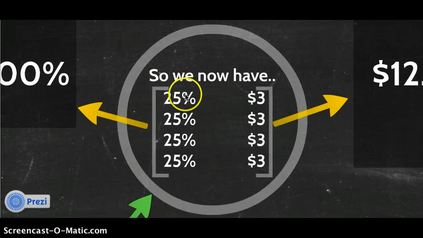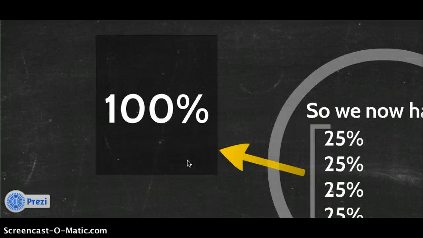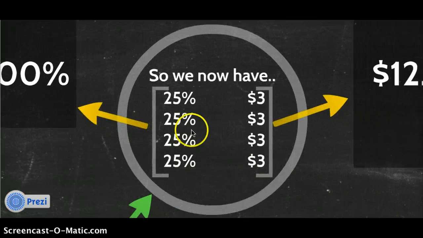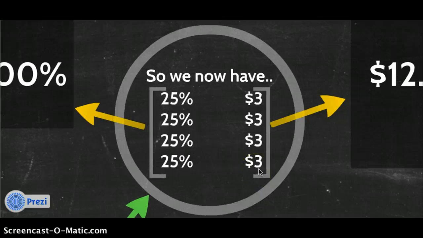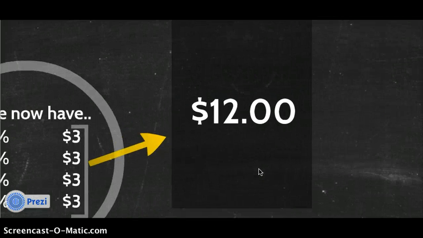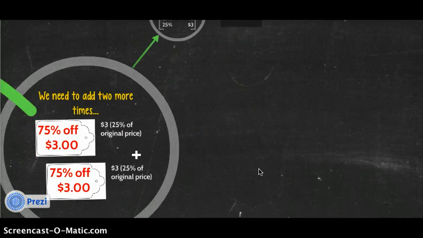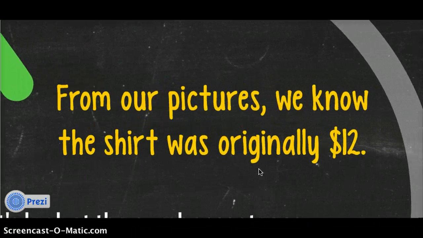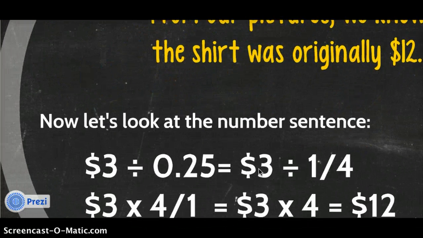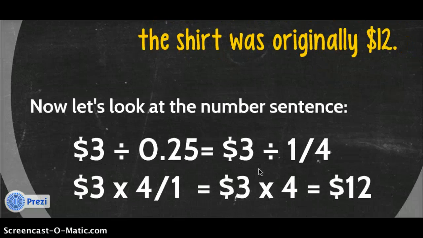So we have 25% plus 25%, 50%, plus another 25%, 75%, all the way up to 100%. And then we're going to add 3, plus 3 is 6, plus 3 is 9, plus 3 is finally 12. So $12 should be the original price of the shirt. From our pictures, we know the shirt was originally $12, but let's look at our number sentence.